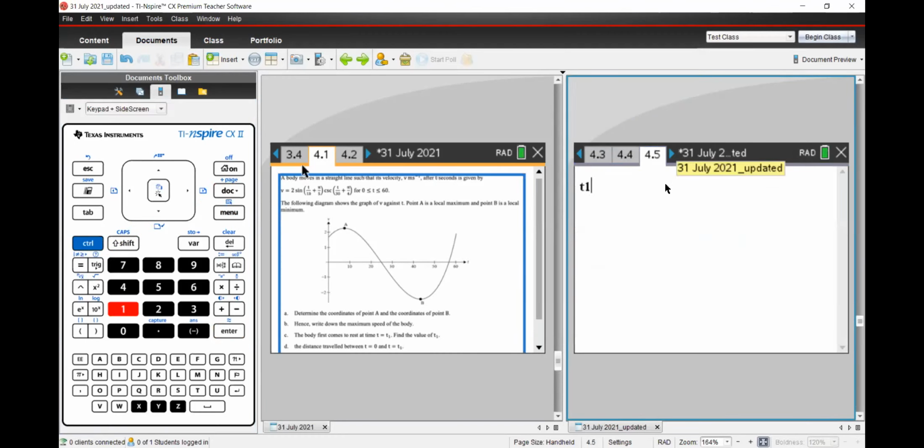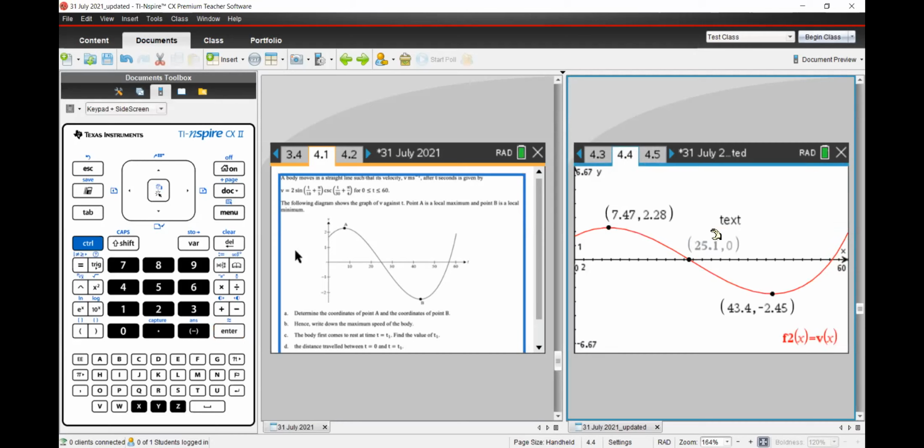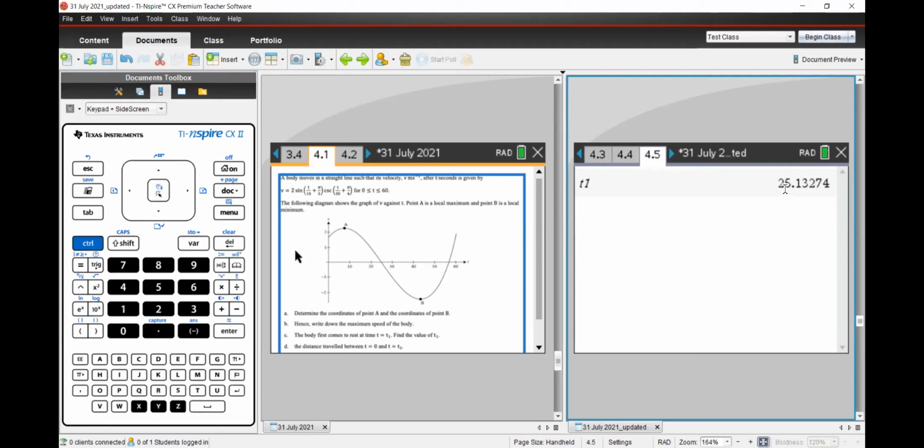So I can add a new calculator page and type t1. As Shada ma'am said, you can avoid the error from premature approximation of decimal points by storing. So here you can see 25.1, but in actual fact t1 is not 25.1, it is 13274. Okay, so we can avoid that just by storing.